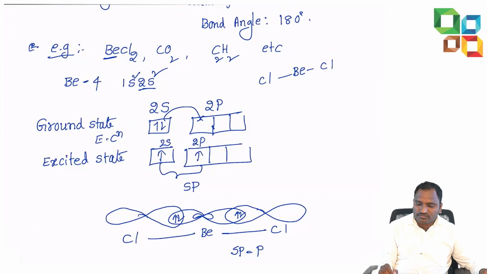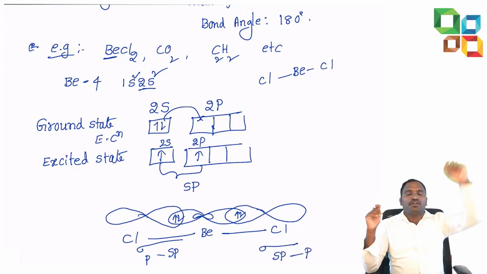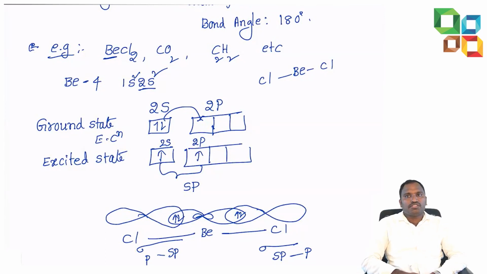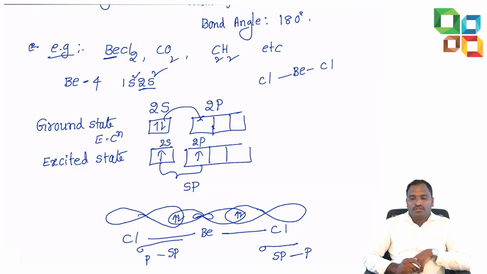Next, here also the same thing, sp. And all hybrid orbitals form sigma bonds only. One more important point: all the hybrid orbitals form sigma bonds only. So through sp and p orbital overlapping, we get a sigma bond, sigma sp-p overlapping. The nature of overlapping between beryllium and chlorine is sigma sp-p. Got it, students?